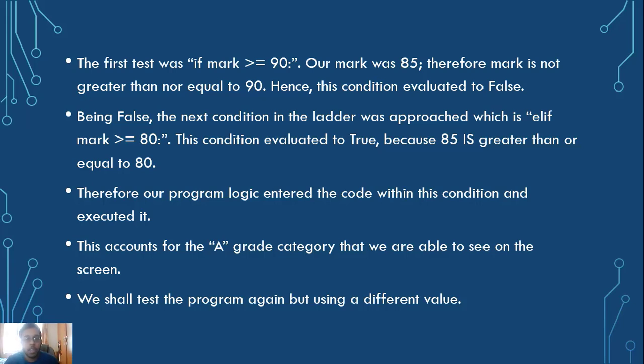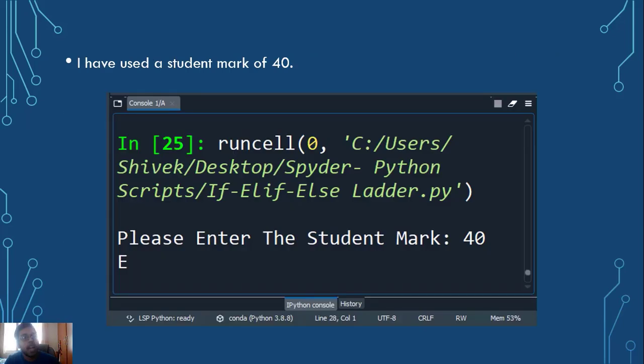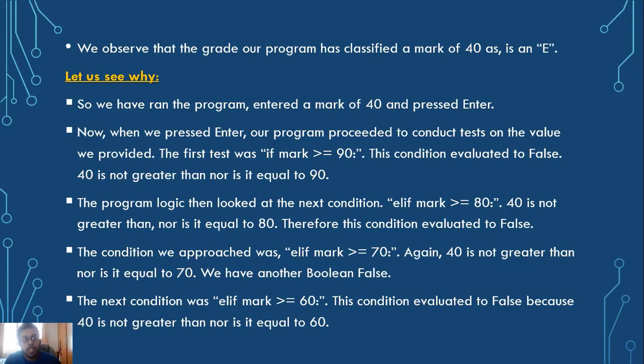We shall test the program again but using a different value. I have used a student mark of 40. Please enter the student mark: 40. E. We observe that the grade our program has classified a mark of 40 as is an E. Let us see why. So we have ran the program, entered a mark of 40 and pressed enter. Now when we pressed enter, our program proceeded to conduct tests on the value we provided.